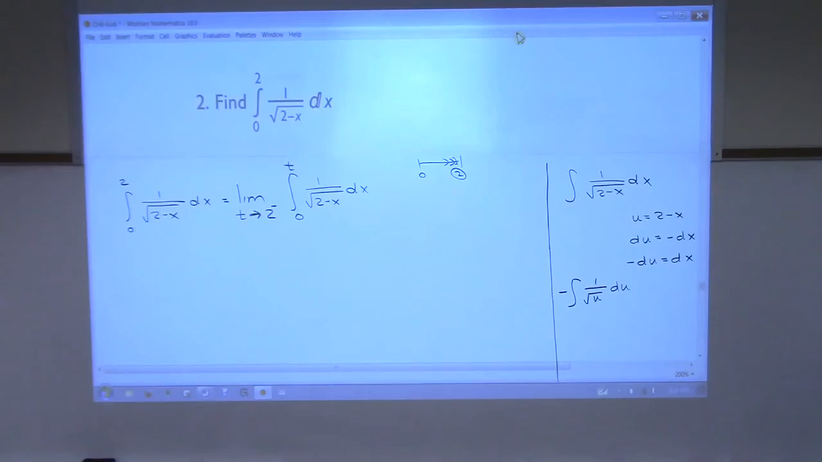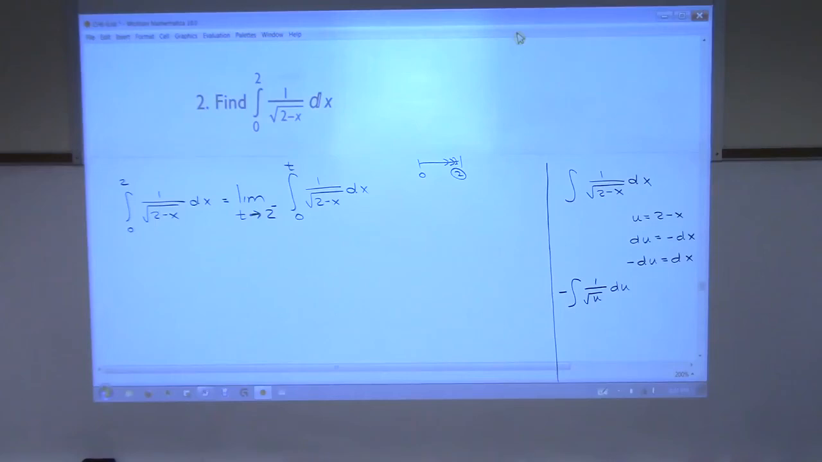Now, the interval we're looking at goes from where to where? It goes from 0 to 2. So do any of those numbers cause a problem? 2, right? Anything to the left of 2 was fine, but 2 itself couldn't be plugged in. So I do have an issue right there. With that limit, I'm going to need to approach 2 from the left side. Okay?